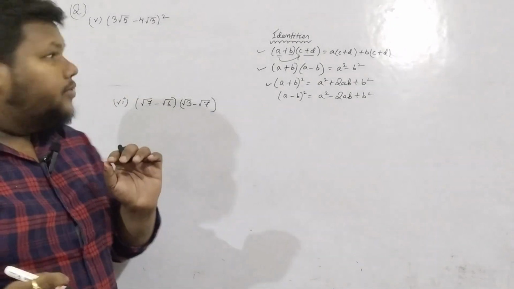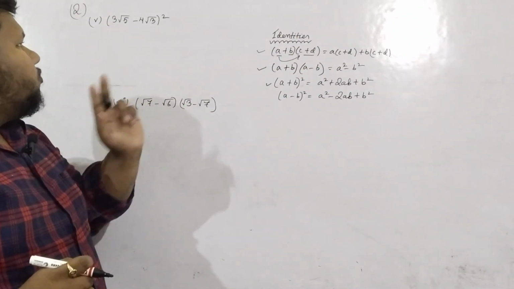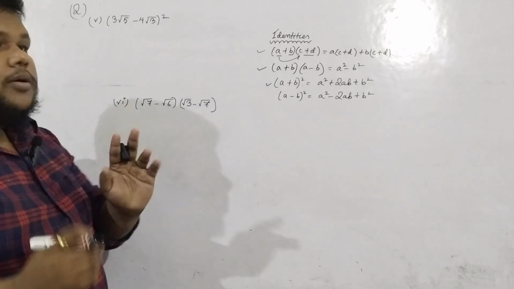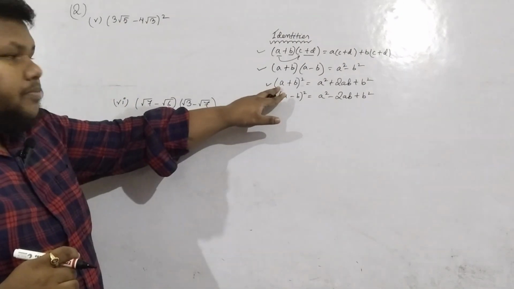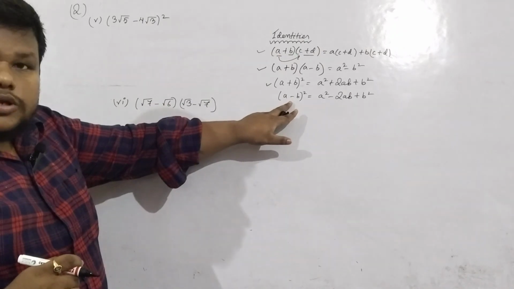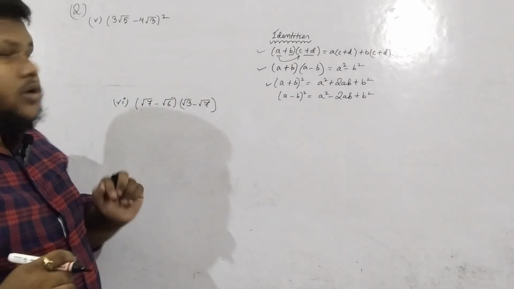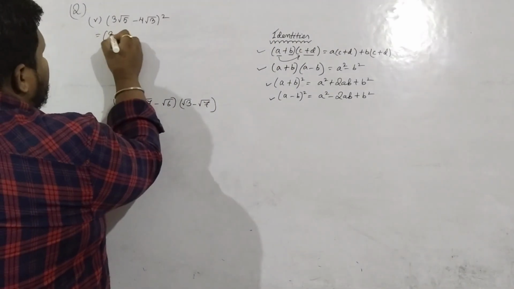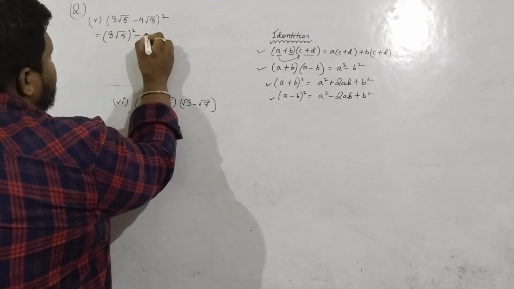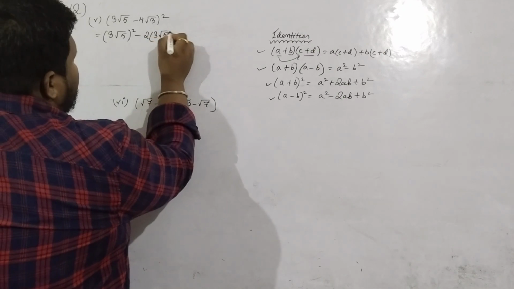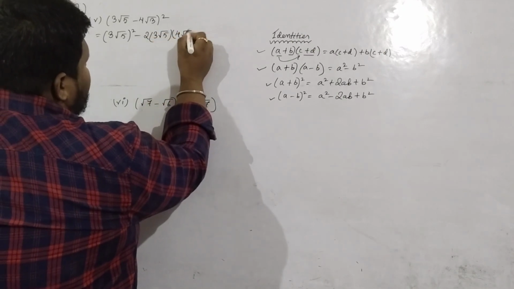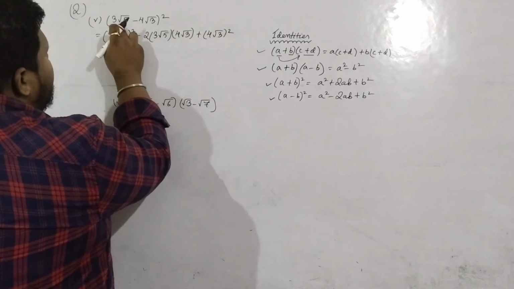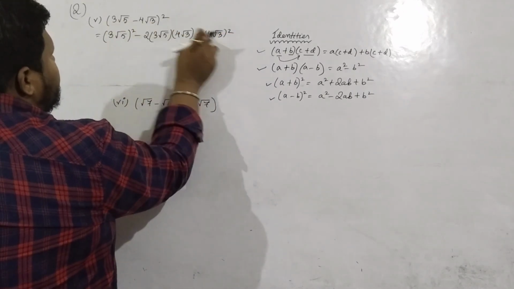Sorry, question number 5: 3 root 5 minus 4 root 3 whole square. You look at the terms, two terms are there and both of them are under a whole square. That means a plus b, not a plus b, a minus b whole square, right? Because the sign is minus. So you apply this formula, a minus b whole square: a square minus twice ab plus b square, right? This is a and this is b. A square minus twice ab plus b square.